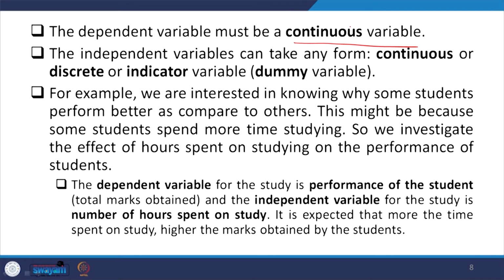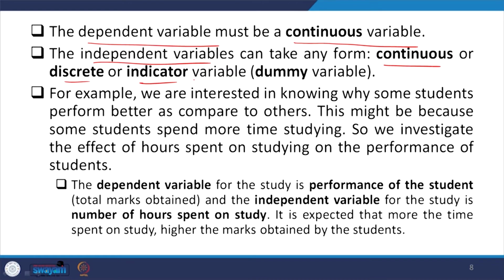The independent variables can take any form. The restriction is on the dependent variable, I am just clarifying to everyone. The restriction is very little on the independent variable. It could be of any form, maybe continuous, maybe discrete, maybe an indicator variable. An indicator is simply a dummy variable, yes or no; it is not a continuous variable nor a discrete variable. Those clarifications we have already made in our previous lectures regarding defining variables.